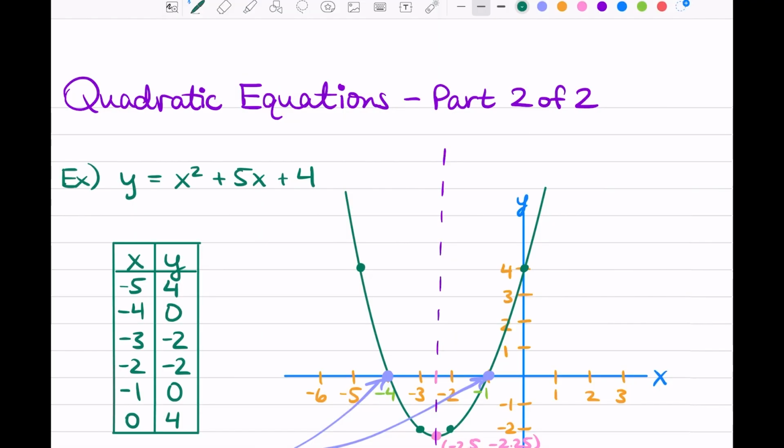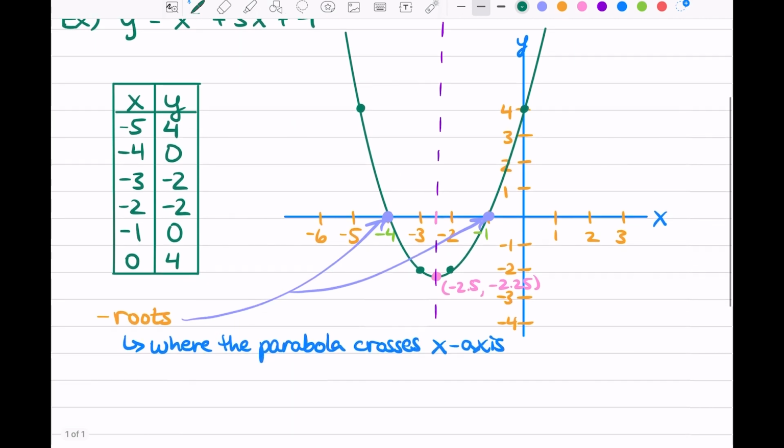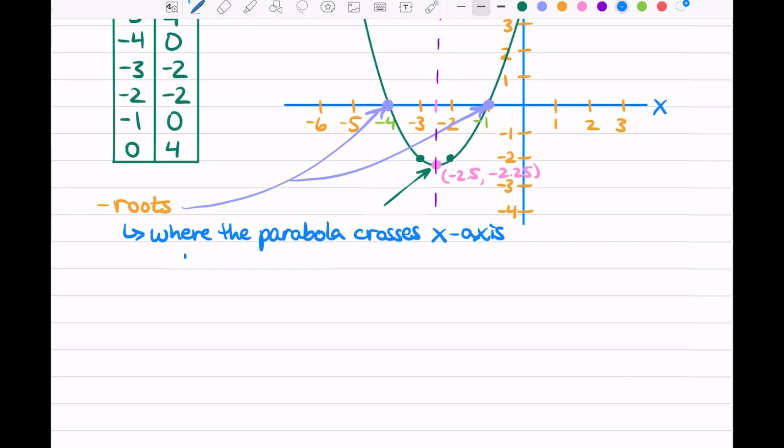In part 1, we introduced the quadratic equation and the parabola it creates, and we learned how to find the vertex, which is the lowest or highest point on the parabola. In this video, we're going to learn how to find the roots, which are those two purple points. Those 2 points are where the parabola crosses the x-axis. In other words, that is where y equals 0. Each of those purple points has a y-coordinate of 0.